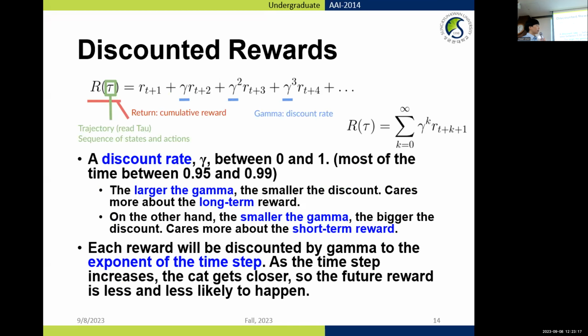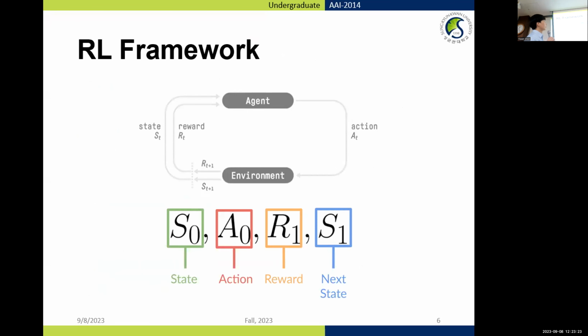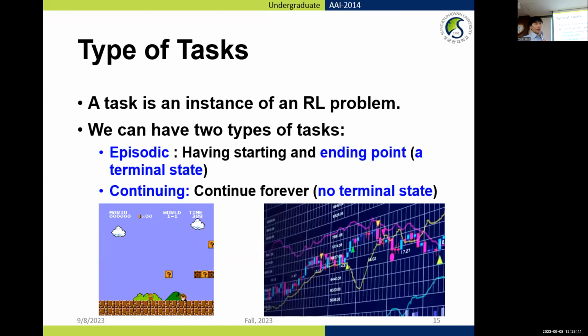So far we have seen all the components inside of this RL framework: how we define the state, how we define the action, how we define the reward. Now let's look at what kind of tasks or environments we can solve. A task is an instance of an RL problem.